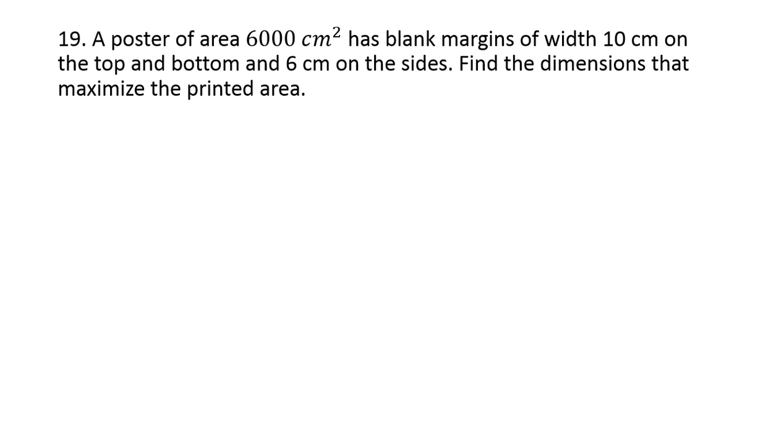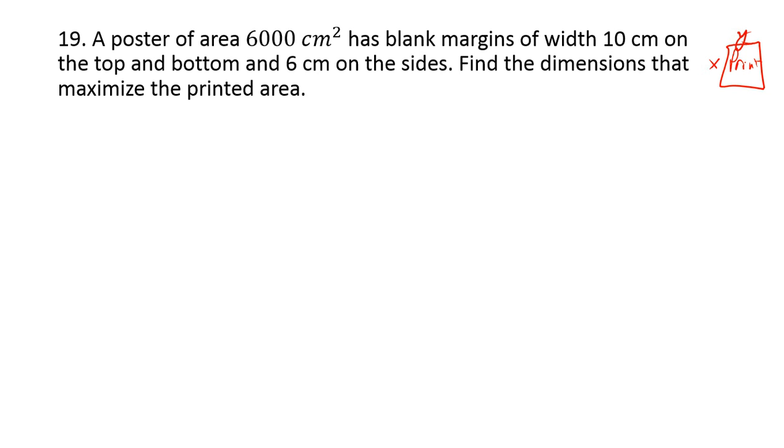There's a blank margin around the poster that is 10 centimeters for the width on the top and bottom, and then 6 for the sides. And we want to find the dimensions that will maximize the printed picture. Okay, because we want the most picture. We don't care about that white stuff around the side. And so to find the area, we're going to say our printed area, so this is the printed area without the borders, is x by y.